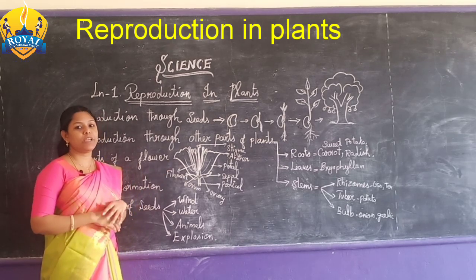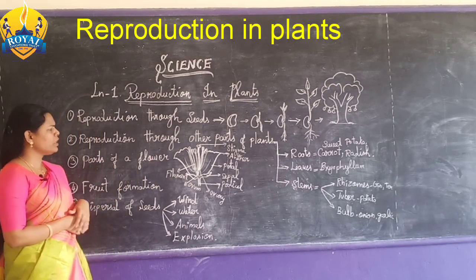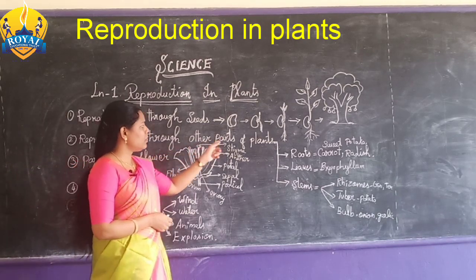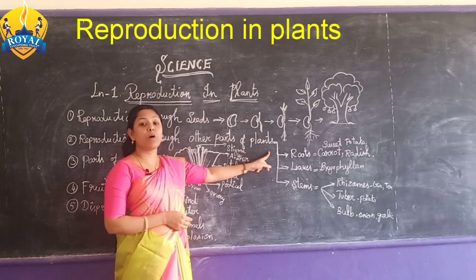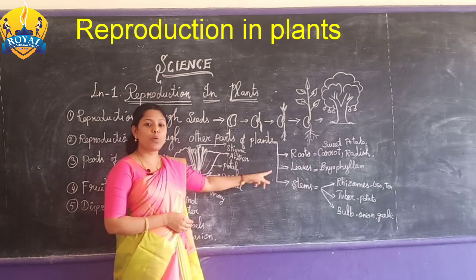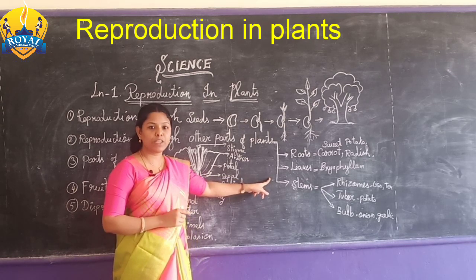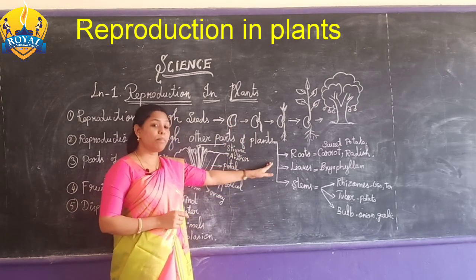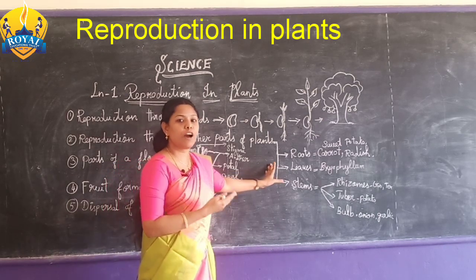So how does it take place? Let me tell you. The other parts of plants: all plants have roots, leaves and stems. These parts all give rise to a new plant. It is very amazing, no? Without seeds, the plant parts will give rise to a new plant. So how is that?